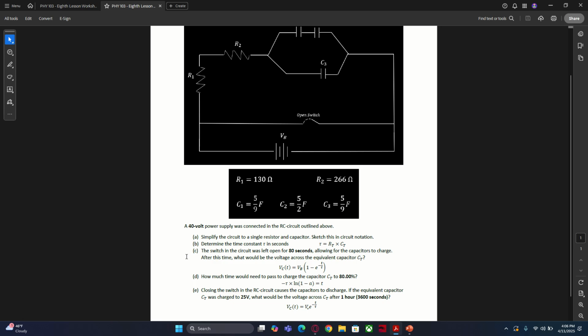Question C, the switch in the circuit was left open for 80 seconds, allowing the capacitor to charge. At this time, what would be the voltage across the equivalent capacitor? Well, Vc of t, the voltage across the capacitor after a certain amount of time, will equal Vb, the voltage across the battery supply, times 1 minus e raised to the negative t over tau.